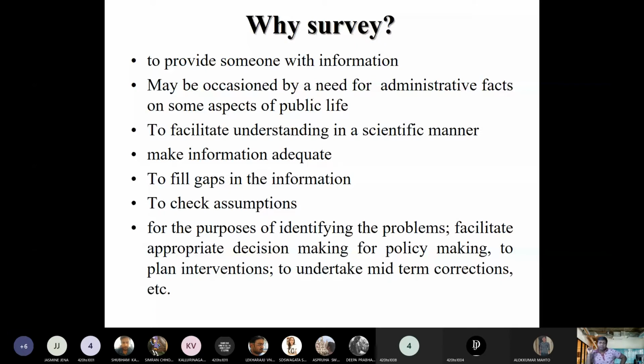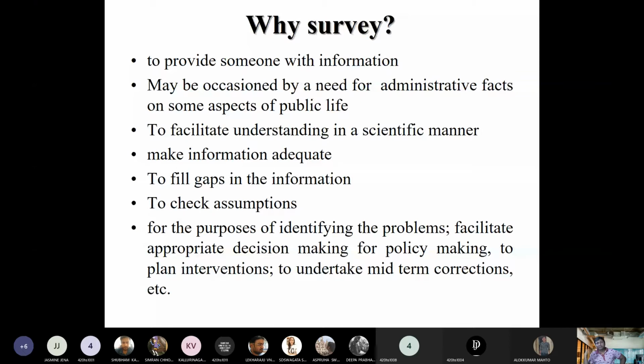So the main intention is to extract information which is essential at the time, maybe occasioned by a need for administrative facts on some aspects of public life. That's why I told you, whenever we do a Google survey of our students, asking how many of you are interested in coming back to the campus, we do that occasionally.